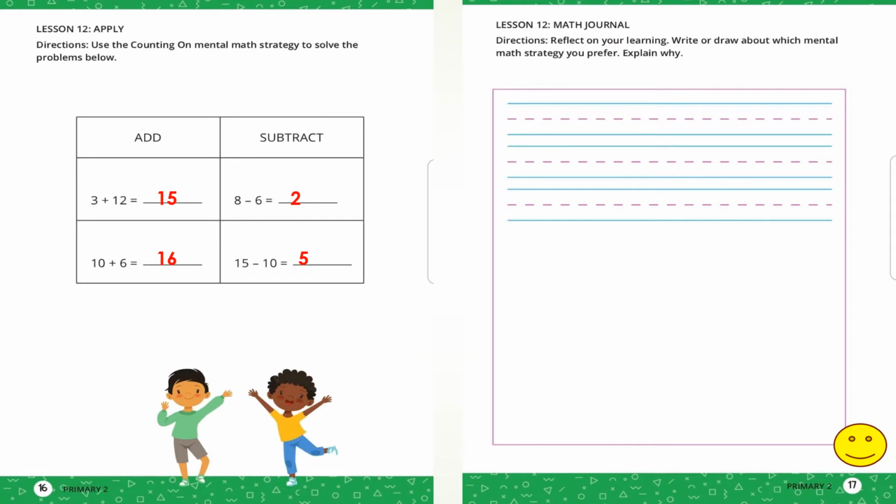The math journal part, reflect on your learning. Write or draw about which mental math strategy you prefer. Explain why. We studied 2 mental math strategies, which are the doubles strategy and the counting strategy. You can write any strategy you prefer.